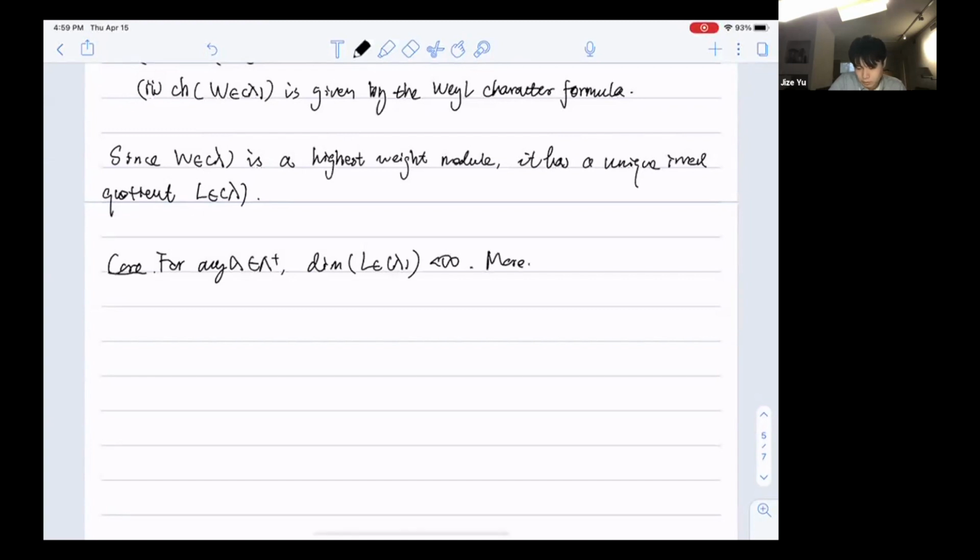Moreover, if one of the two following conditions is satisfied, we can derive that the character of this L epsilon lambda is given by the Weyl character formula. So I will write down what these technical conditions are. If one of the following.